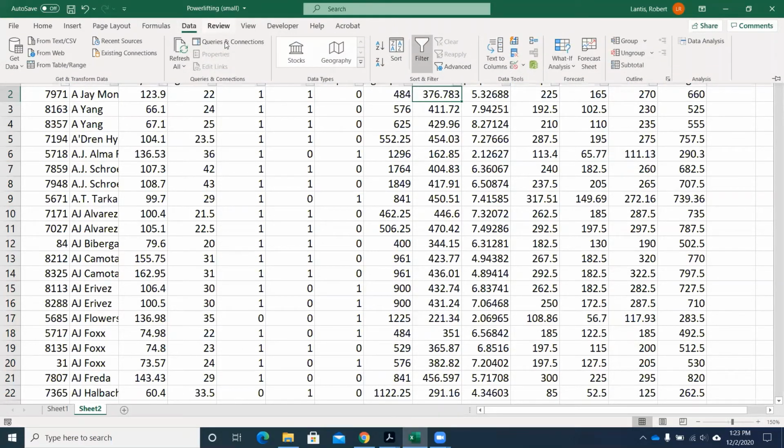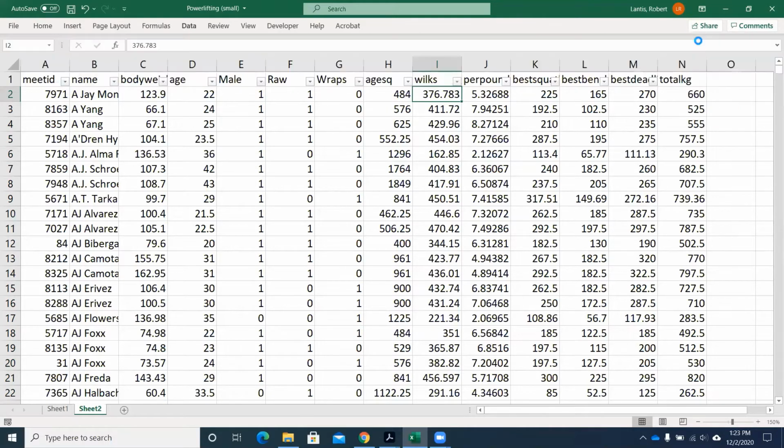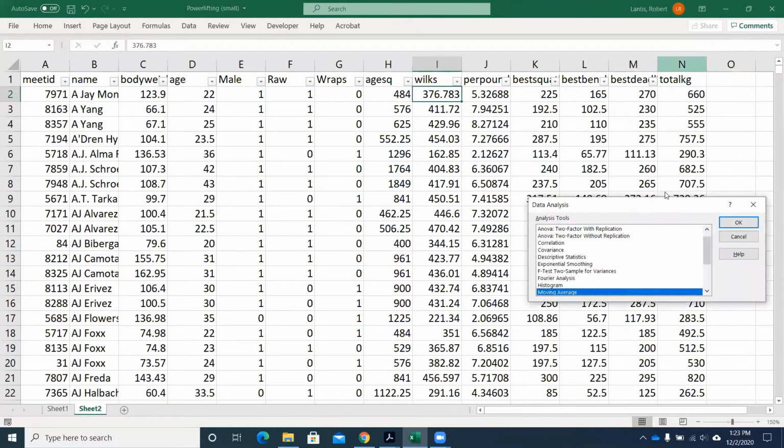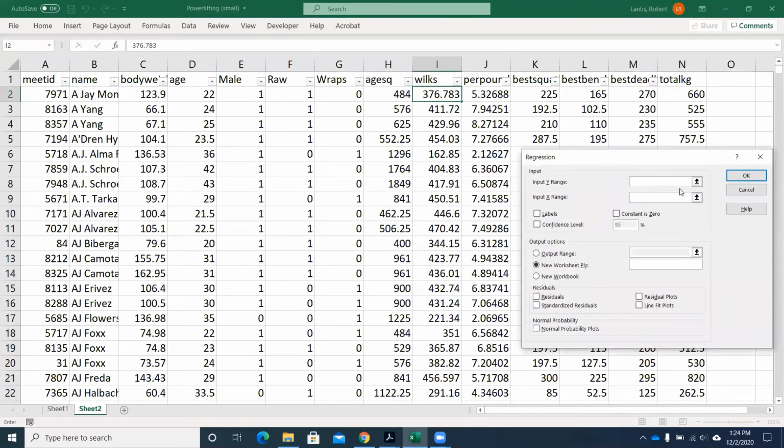So the very first thing I'll do is we'll go to data. Hopefully you've all been able to add the data analysis. I haven't heard from anyone who has had trouble with it, so we've got that worked out. So we'll click on data analysis, then come down here to regression, hit OK.